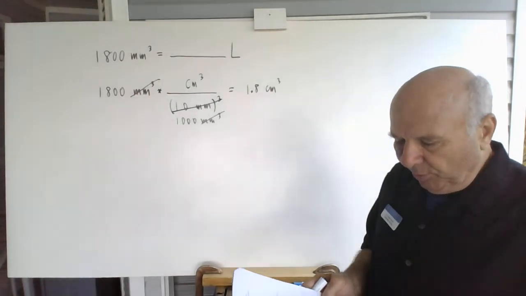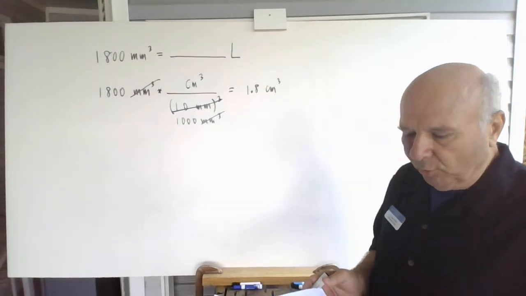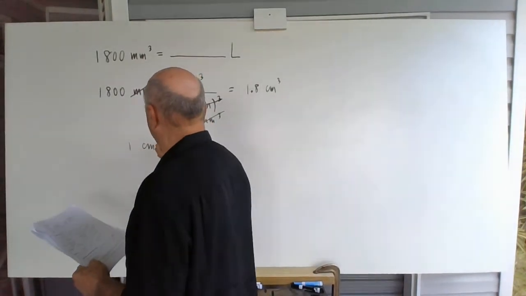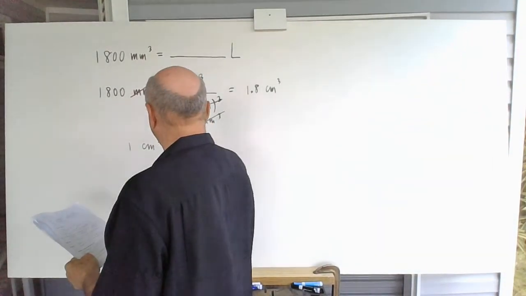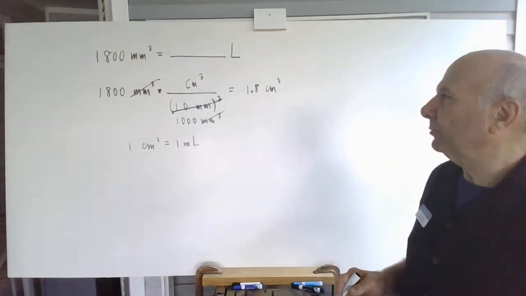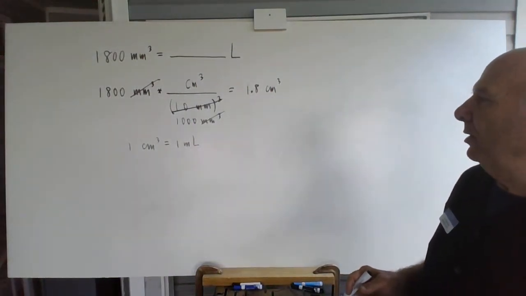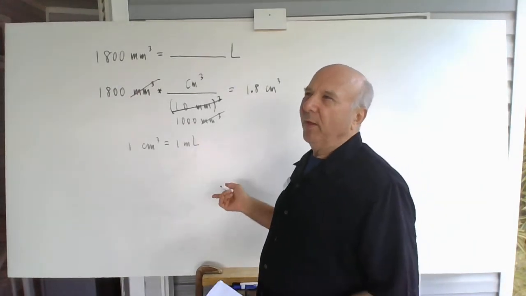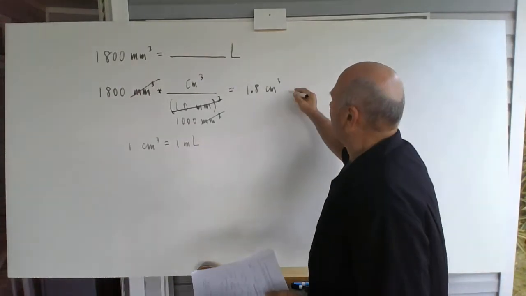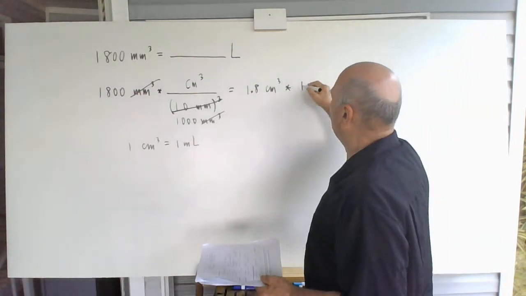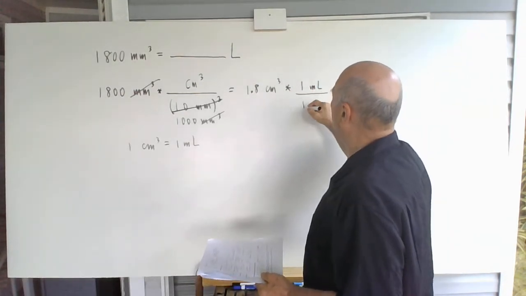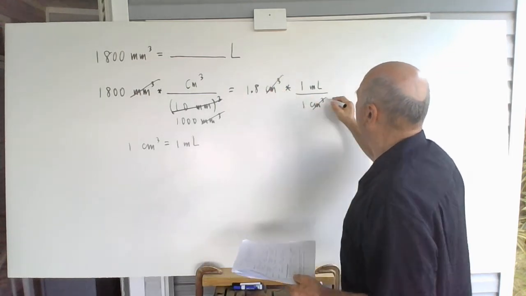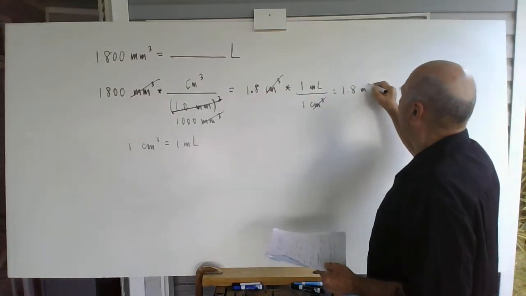So now I can use the equivalence. The equivalence says that 1 centimeter cubed is equivalent to 1 milliliter. So I can create a unit fraction with this. They're not really equal. Well, they are, but it's more of an equivalence. So I multiply this by 1 milliliter per 1 centimeter cubed. The centimeters cancel, and so I have 1.8 milliliters.